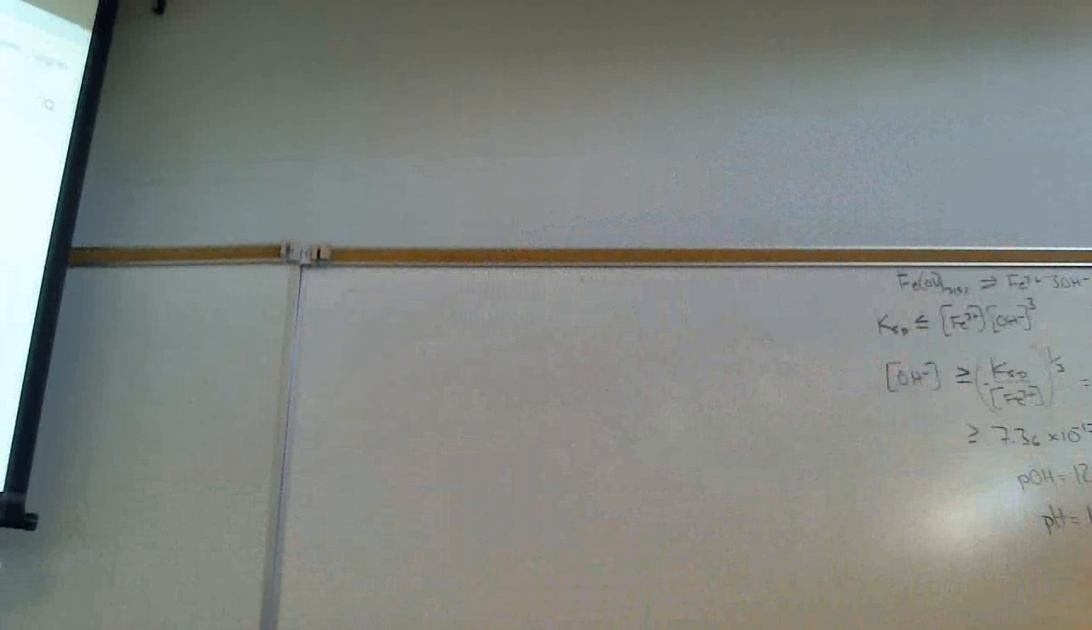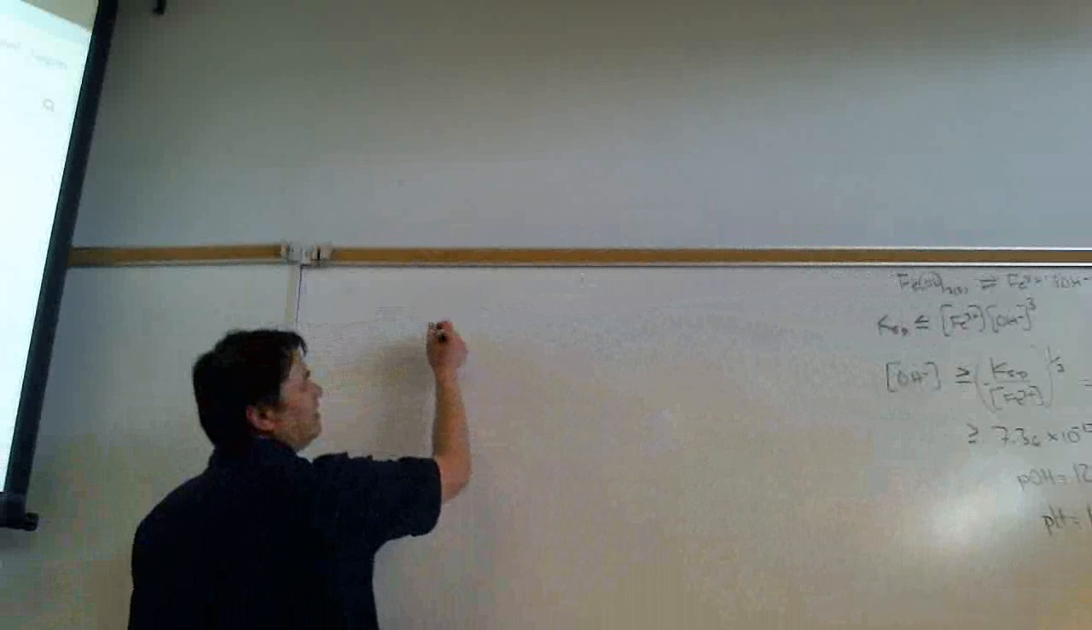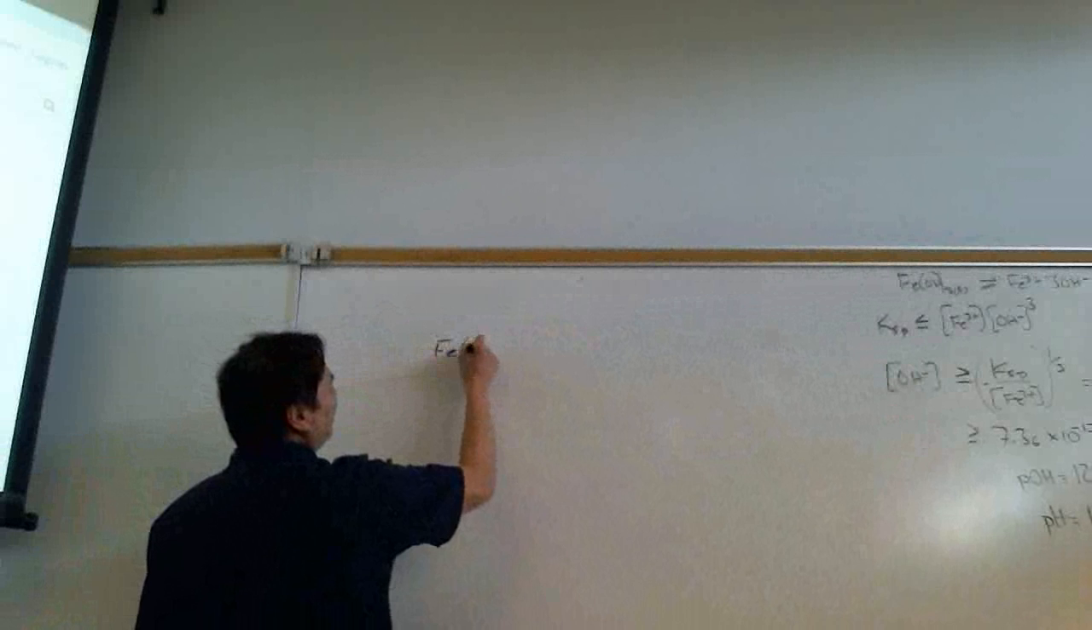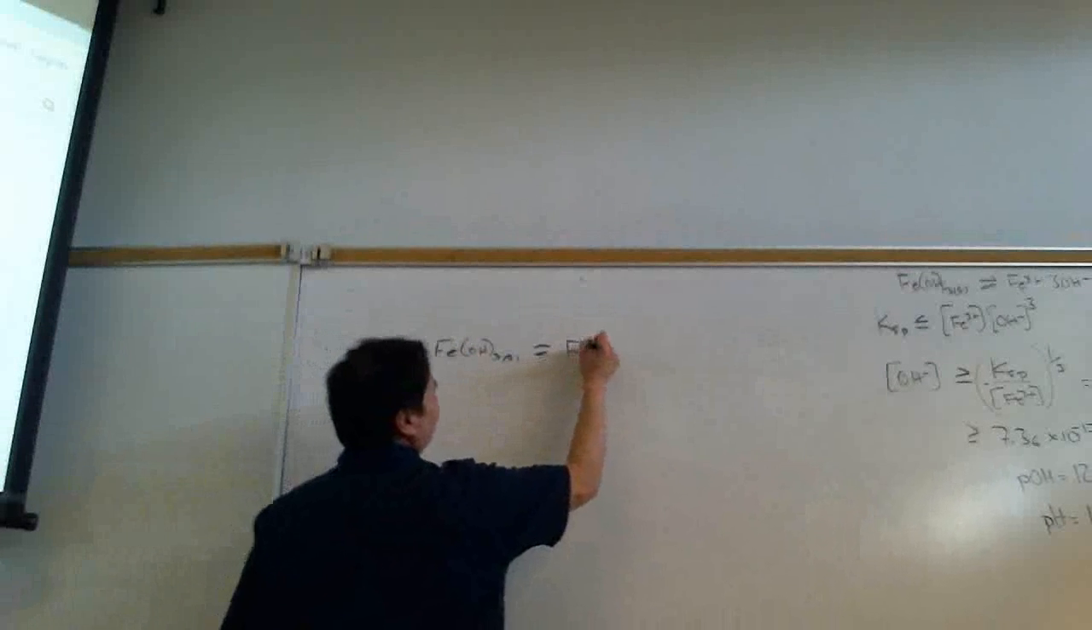Because the initial hydroxide should be a little bit higher. Why? The initial hydroxide should be a little bit higher because we're consuming some of it for precipitation. And so if we do that, then this is what we get.